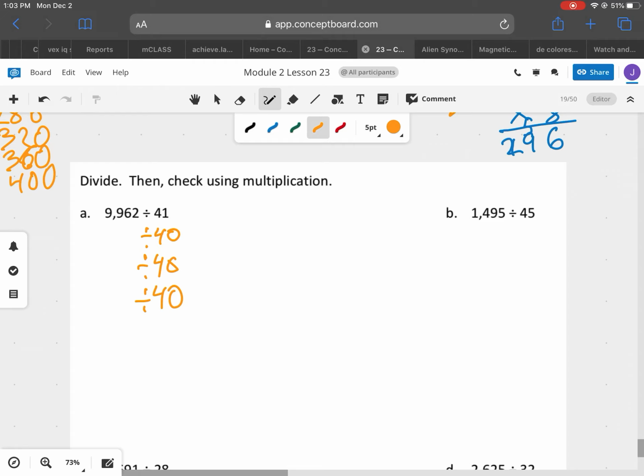All right, so count by 40. Didn't we do this already? 4, 8, 12, 16, 20, 24, 28. All right, we just did it a little while ago. You can see the remnants of it up there. 36 and 40.